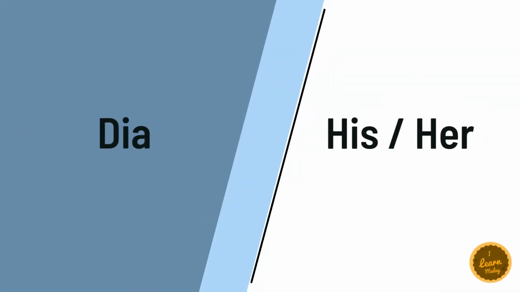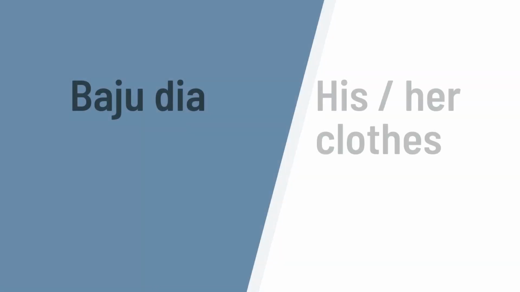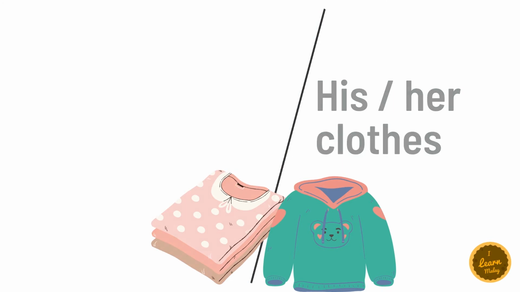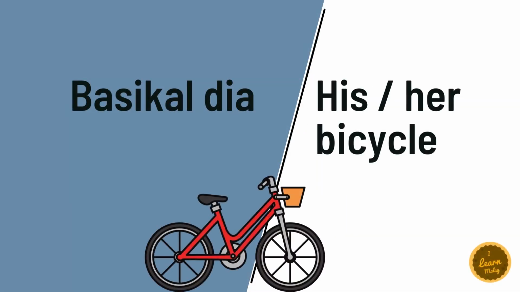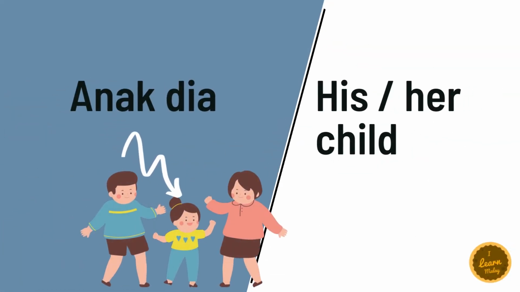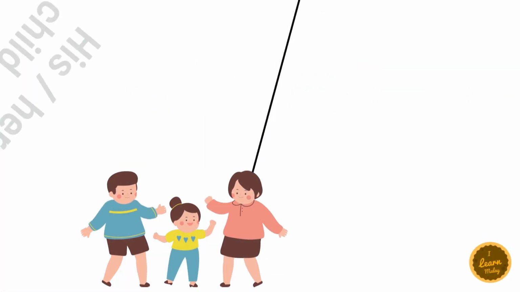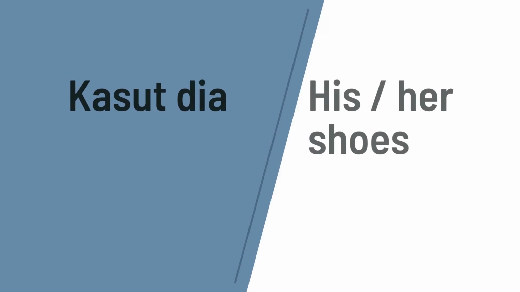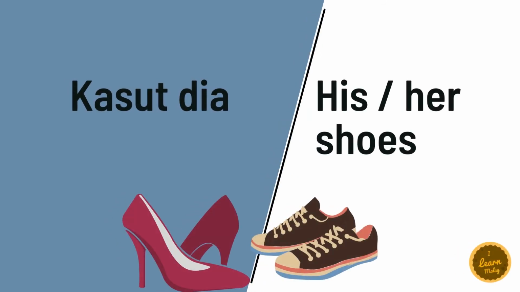Next is for possession. Dia means his or her. Baju dia, his or her clothes. Basikal dia, his or her bicycle. Anak dia, his or her child. Sekolah dia, his or her school. Kasut dia, his or her shoes.